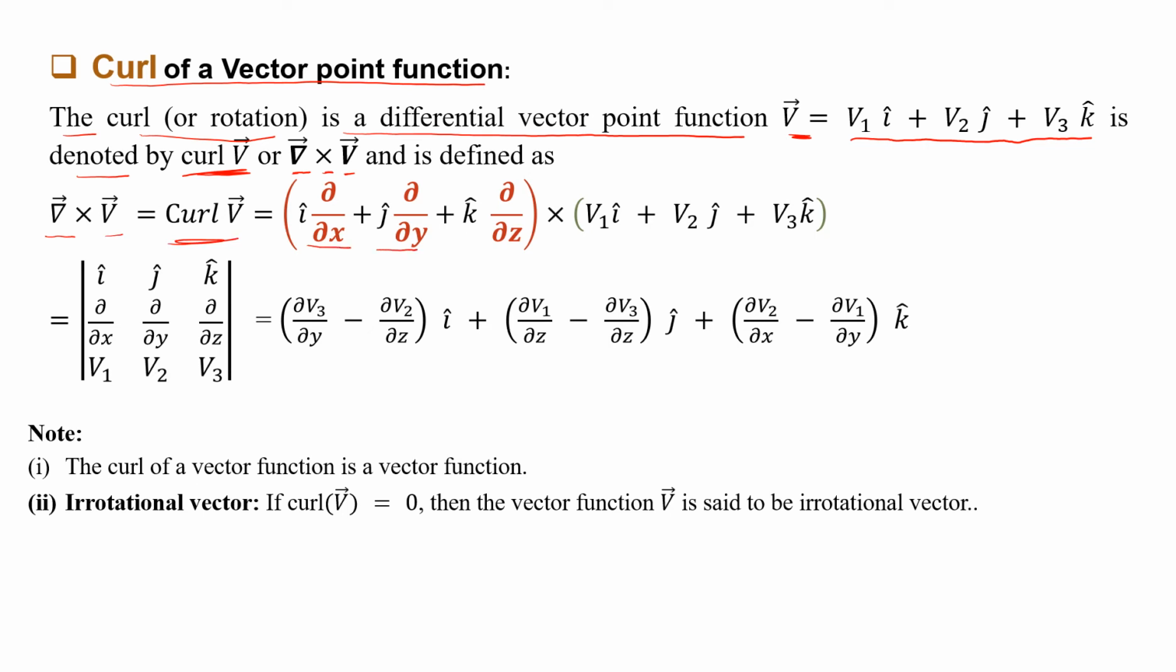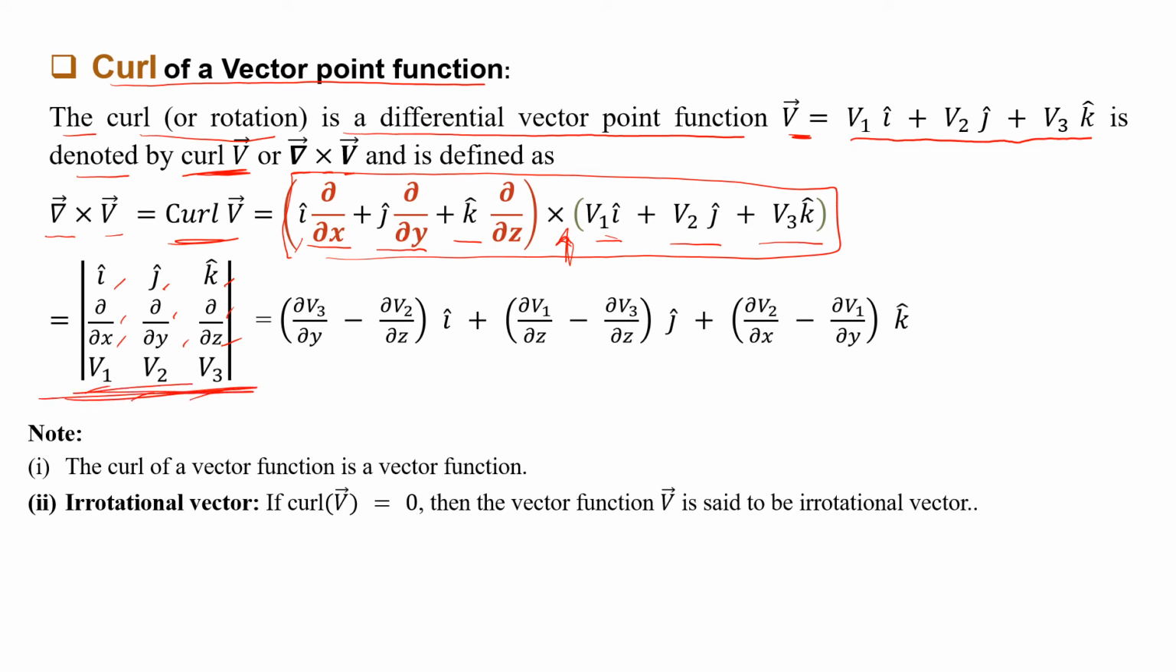del cross v, or curl of vector v, that is i del upon del x plus j del upon del y plus k del upon del z cross product of v1i plus v2j plus v3k. So here we have a cross product, which is easily solved with the help of a determinant. We write i, j, k, del upon del x, del upon del y, del upon del z, and the components of v, that is v1, v2, v3. On expanding that determinant, we obtain a vector. So you have to note that the curl of a vector function is a vector function.